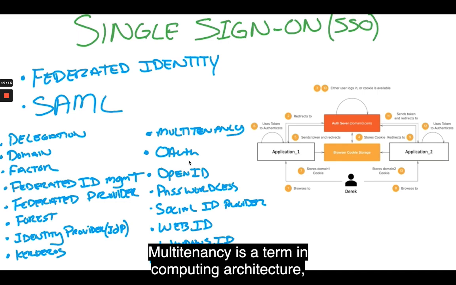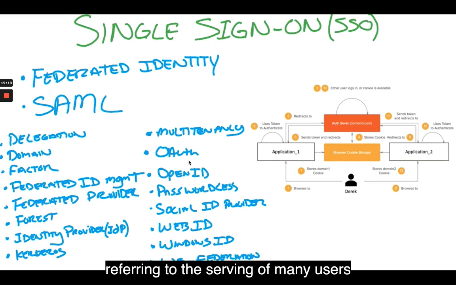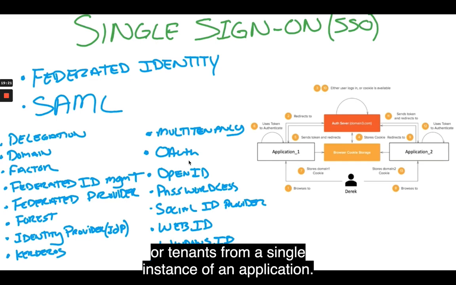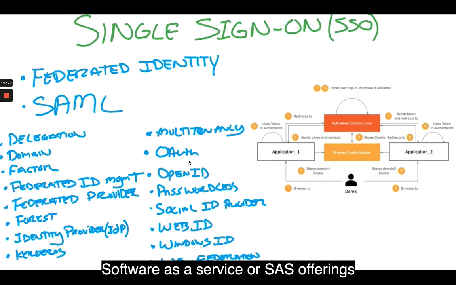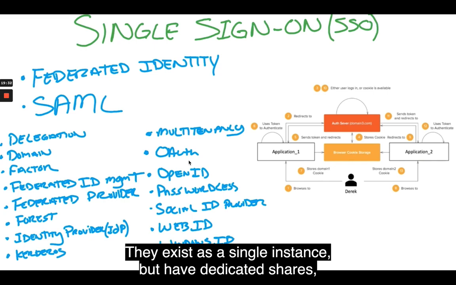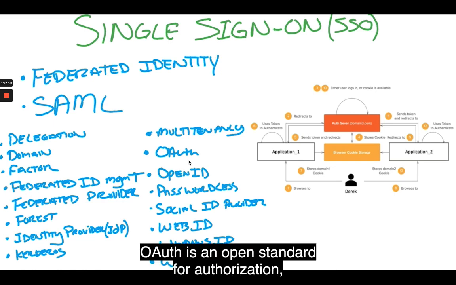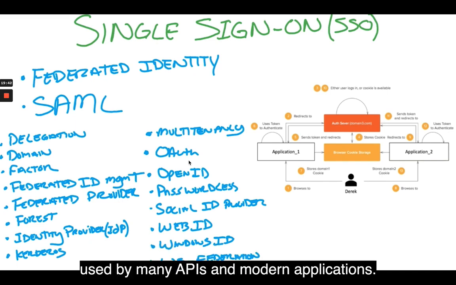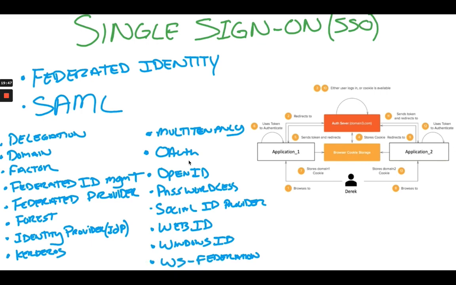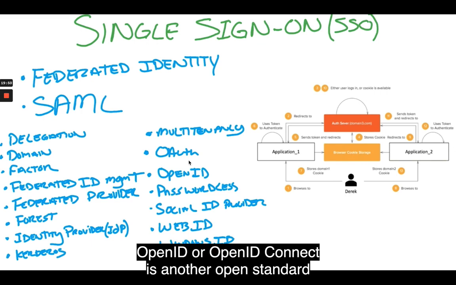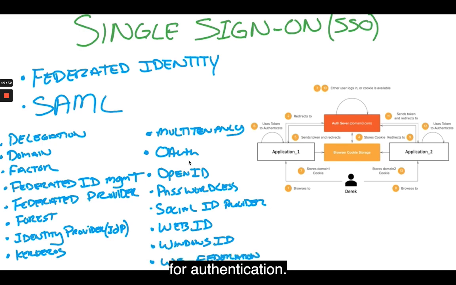Multi-tenancy is a term in computing architecture referring to the serving of many users or tenants from a single instance of an application. Software as a service, or SaaS, offerings are examples of multi-tenancy. They exist as a single instance, but have dedicated shares served to many companies and teams. OAuth is an open standard for authorization used by many APIs and modern applications. OpenID, or OpenID Connect, is another open standard for authentication.